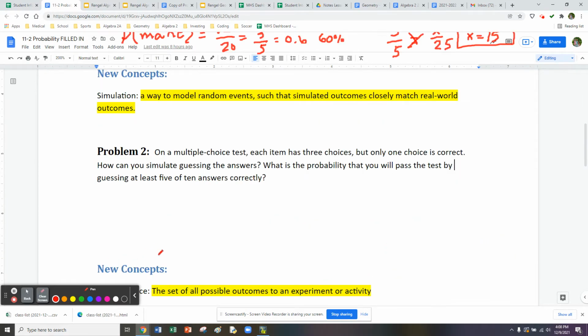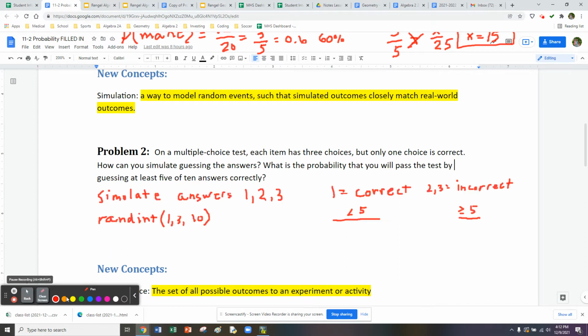Our second type of probability is a simulation. A simulation is a way to model random events such that the simulated outcomes closely match the real world outcomes. So sometimes there's a case where you don't have the resources to do an experiment, or you don't want to waste materials by doing an experiment, so you can use a simulation with technology to predict what the actual probabilities would be.